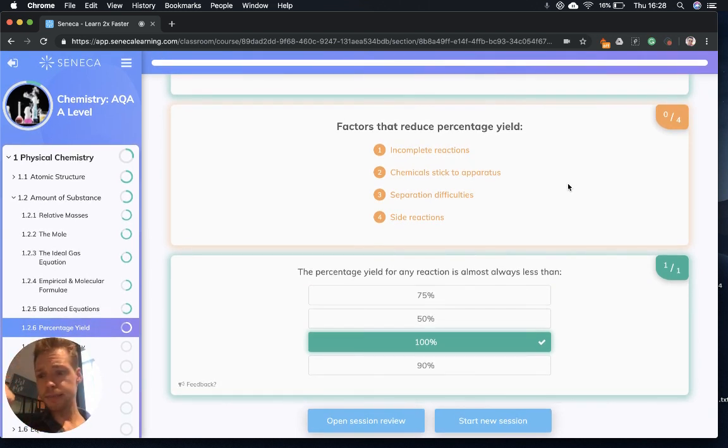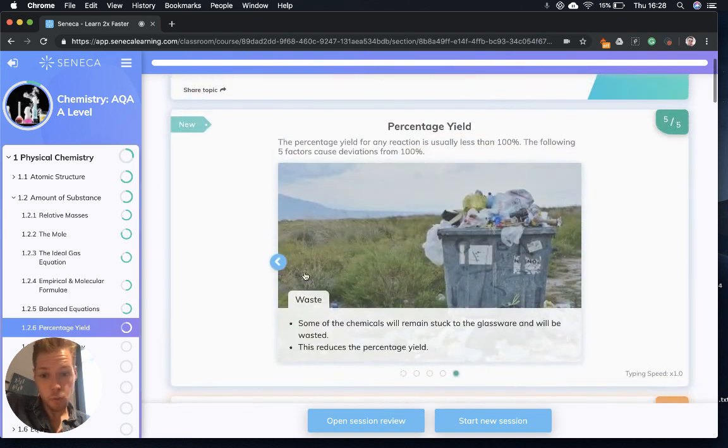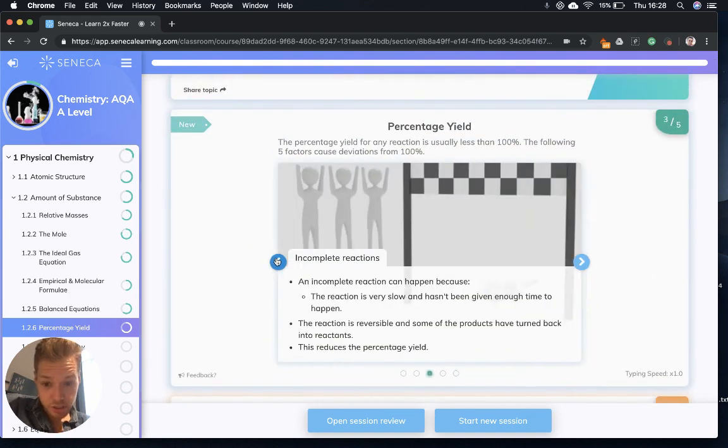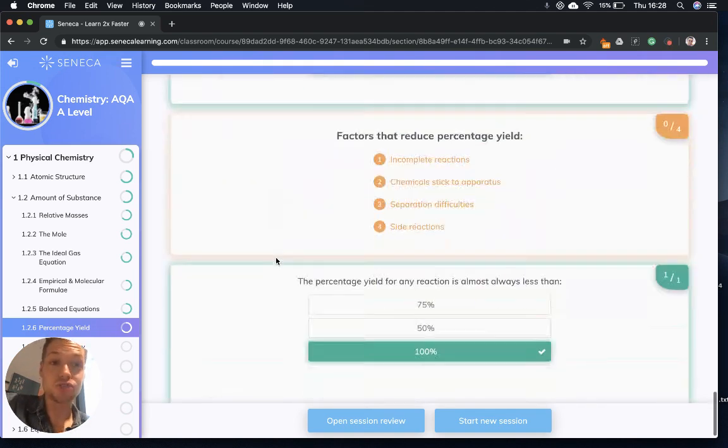Okay, let's go back to the start. I like a circular narrative. What are the 5 factors that reduce the percentage yield? What are they? Quick. It's going to be waste, it's going to be hydration, it's going to be incomplete reactions, side reactions, and extraction.